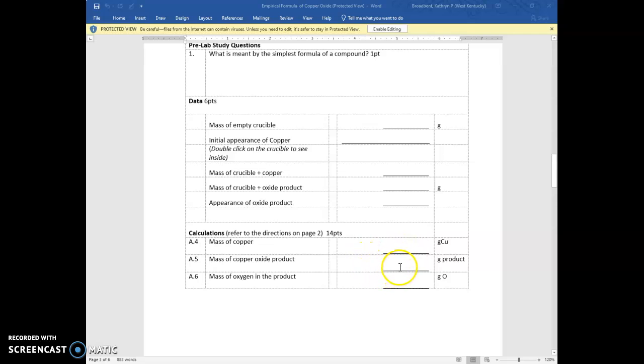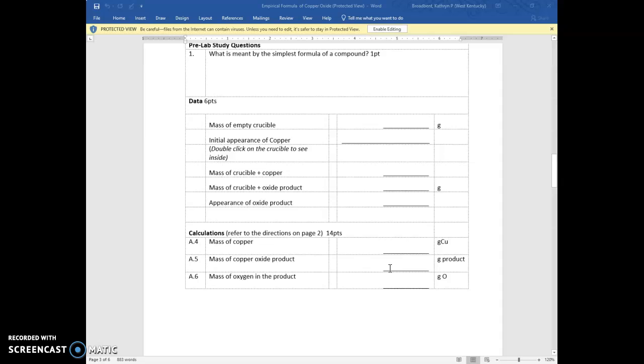The next line asks us the mass of the copper oxide product. Well, we can do sort of the same thing. On this line here, we have the mass of the crucible and the oxide product. If we subtract off the mass of the crucible, which is the first line, then we'll have the mass of just the product, just what's inside the crucible.